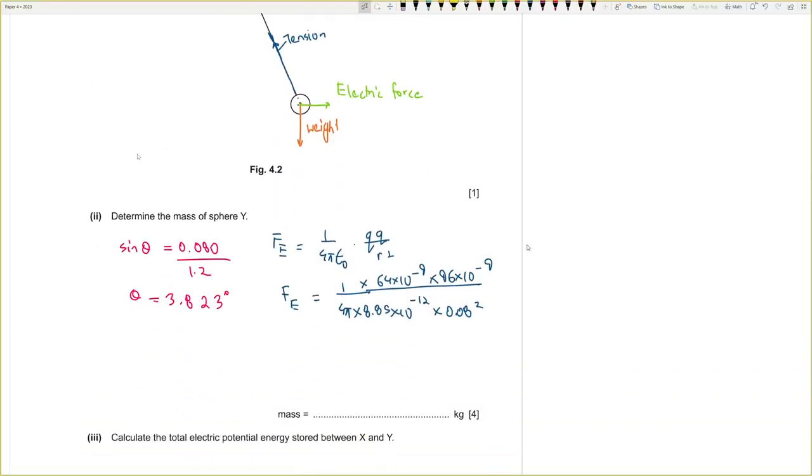So what do we end up with? 64 times 10 to the power minus 9 times 96 times 10 to the power minus 9 divided by 4 pi times 8.85 times 10 to the power minus 12 times 0.08 square. So you get this value. You get 8.63 times 10 to the power minus 3 newtons. This is your value for electric force, right?